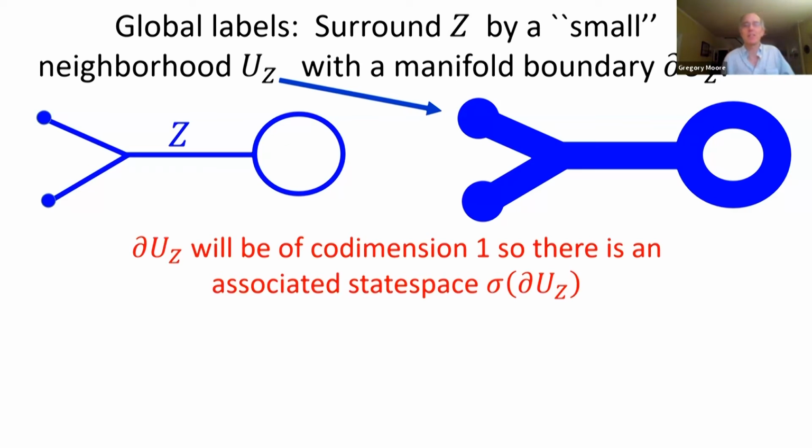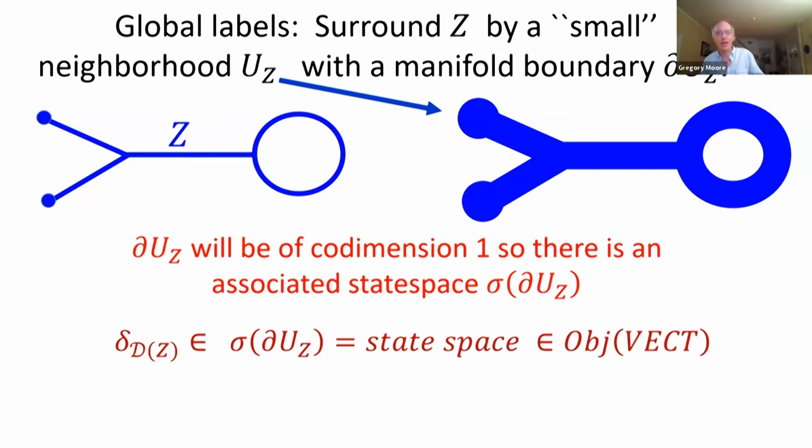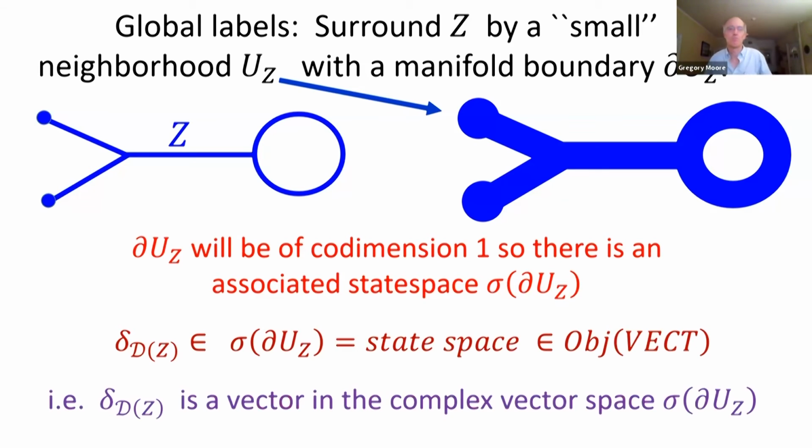So there's an associated state space. This is a very physical thing to do. You surround your defect, you ask what state is induced in the theory on the boundary of the neighborhood surrounding the defect. That's the global label. So it's an element of the state space on the boundary of this neighborhood. Because it's topological, all I have to do is say that this neighborhood doesn't intersect any other defects. So it's a vector in a complex vector space, the state space of this neighborhood. That's the global label.